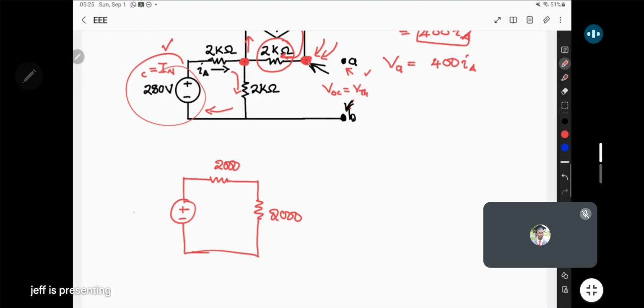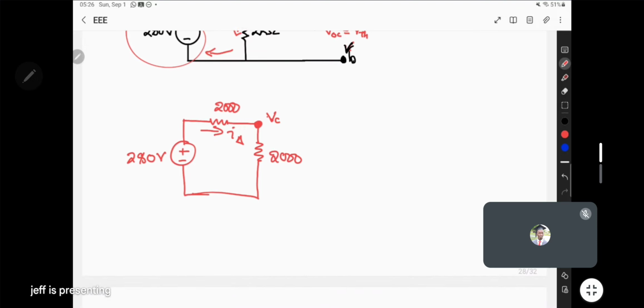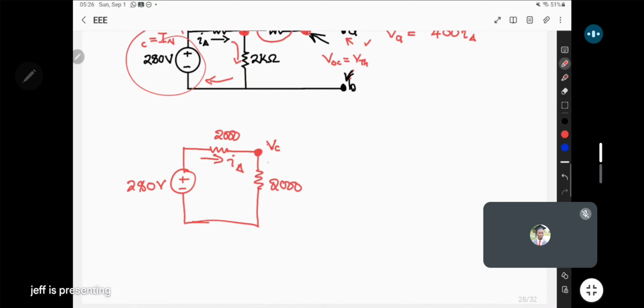And then we have a 280 volt source here. Our goal is to get the voltage at this point. The current passing here is I delta. So how much voltage passes at that point? Let me label that voltage as VC. To get the voltage that passes there, you have to see that it's the same as the voltage that will be used up by the 2000 ohms down here.